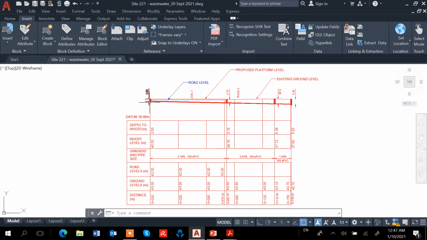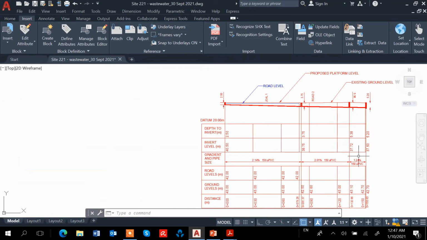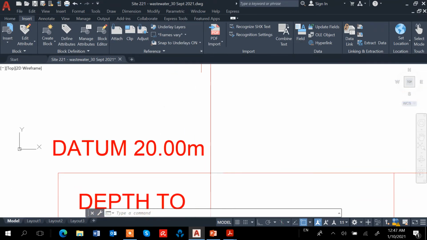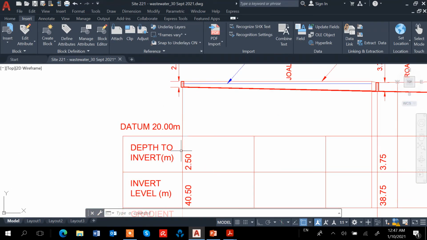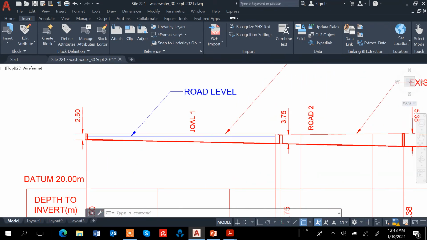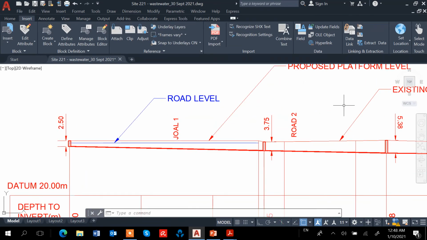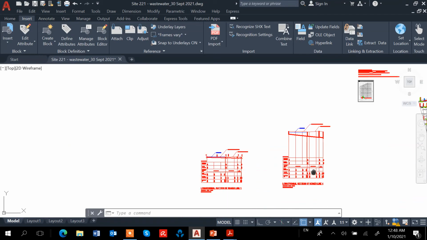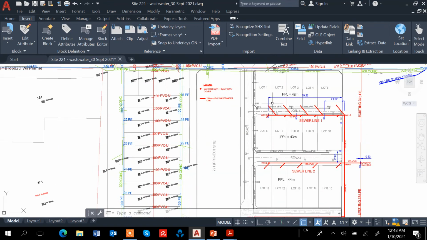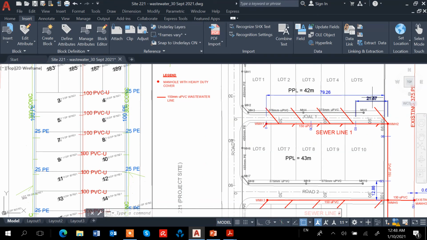The only thing that we do is the invert level of the manhole, the 1, 2, 3, 4 manholes. We need to know the invert level of the manholes, and also from the top road we can find the depth to the invert. So that means for here, the depth to the invert will be from the proposed platform level. Yes, that is for these lots here, from lot 1 to 5.